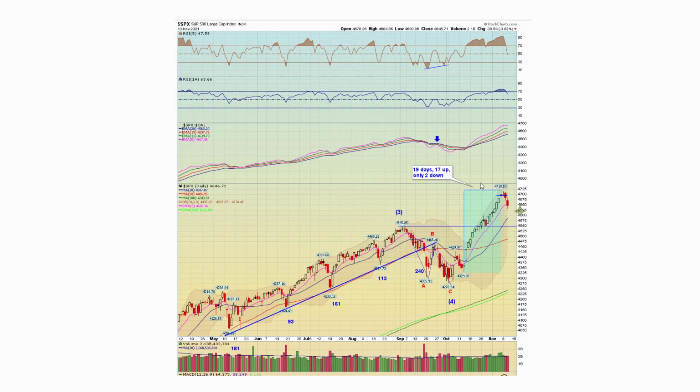Here's the daily S&P 500. Again, you can see this progression. I had marked it on this chart. We had a couple of doji candlesticks, one from Friday, one from Monday. Again, we were totally set up for some sort of logical pullback, and you can see we got that.